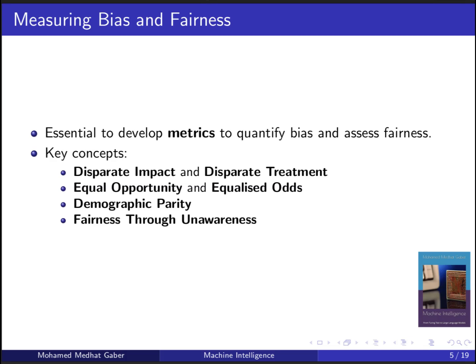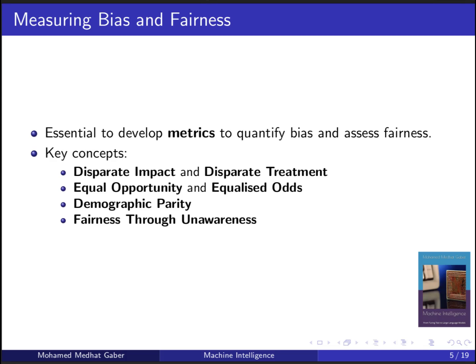Other important concepts include equal opportunity and equalized odds. Equal opportunity focuses on ensuring that true positive rates are equal across different groups, meaning that individuals who should receive a positive outcome have an equal chance of doing so, regardless of their group membership. Equalized odds goes a step further by requiring both true positive and false positive rates to be equal across groups, providing a more comprehensive measure of fairness. Lastly, demographic parity, or statistical parity, requires that positive outcomes are distributed equally among different demographic groups.